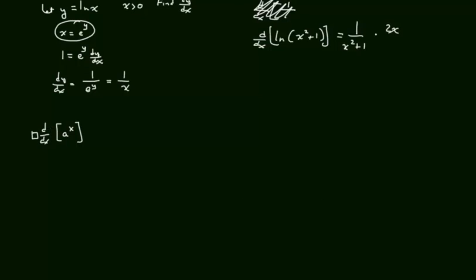Now let's take a look at the derivative with respect to x of a to the x. And by a to the x, I'm saying that a is some constant greater than 0.